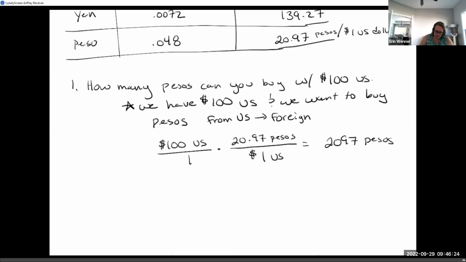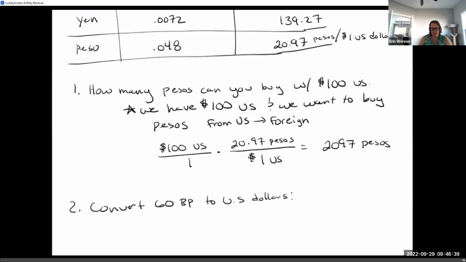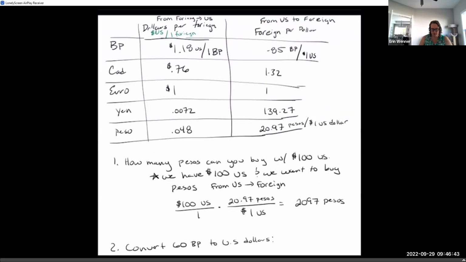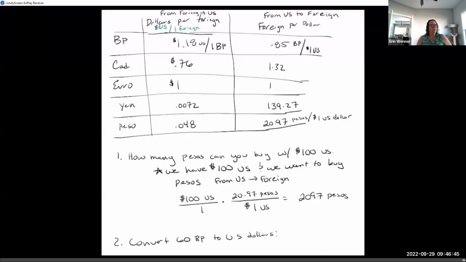So number 2 says convert 60 British pounds to US dollars. So unless you do this one on your own, I'm going to zoom out, in case you don't have your notebook in front of you, so you can at least see the conversions.